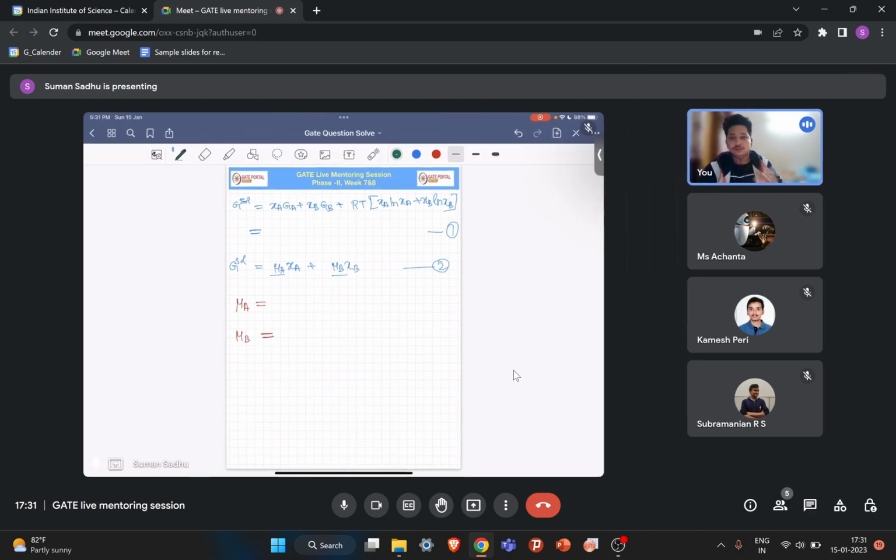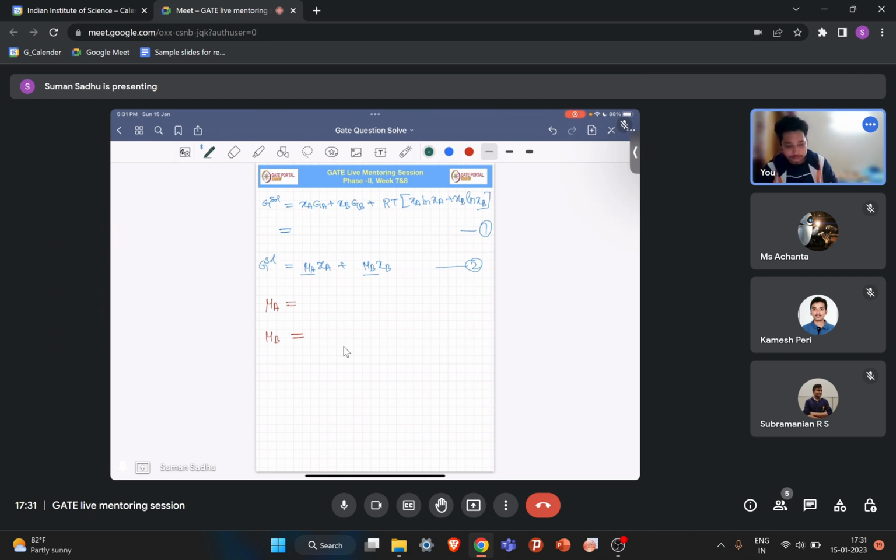Okay, good. Everyone getting the same? So just rearrange your equation. Take this part of this and this part of this, and take XA common. If you take XA common, it will be GA plus RT ln XA. Similarly, from this part you take XB common and then write GB plus RT ln XB. So now if you compare, XA is there on both sides, so your mu A will be this one and your mu B will be this one.